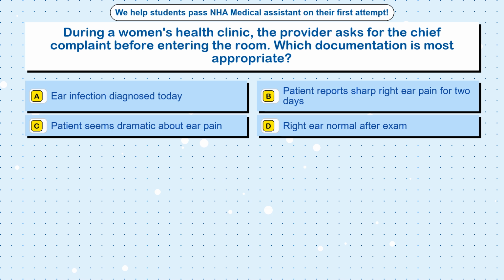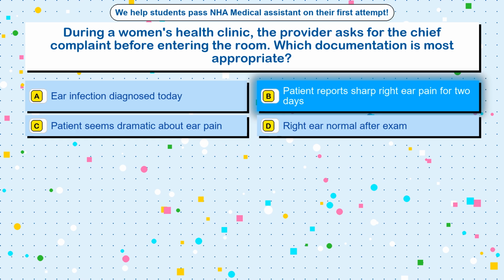Option A, ear infection diagnosed today. Option B, patient reports sharp right ear pain for 2 days. Option C, patient seems dramatic about ear pain. Option D, right ear normal after exam. The correct answer is option B. Patient reports sharp right ear pain for 2 days.